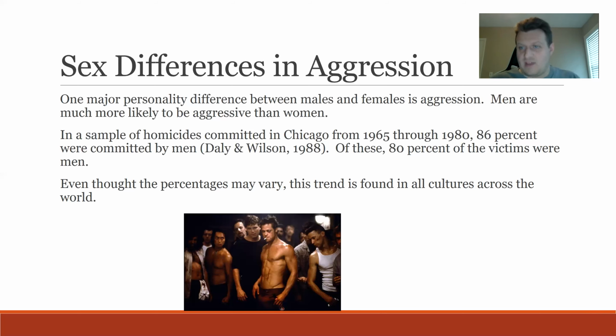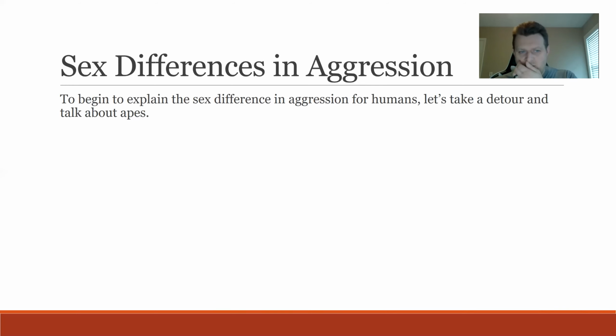To explain this, I'm going to go off on a tangent. And you're going to think that I have lost my mind and that I'm talking about something that in no way is going to be relevant. But it is going to be relevant, so trust me. So we're going to talk a little bit about primates. And it's going to help us figure out why male humans are more aggressive than female humans. Okay, so let's take a detour and talk about some primates.